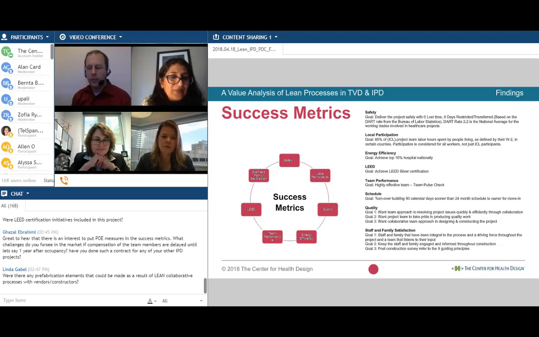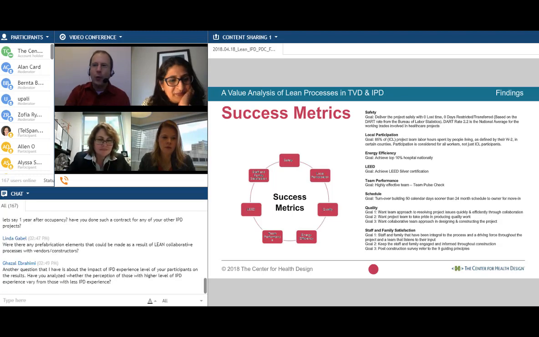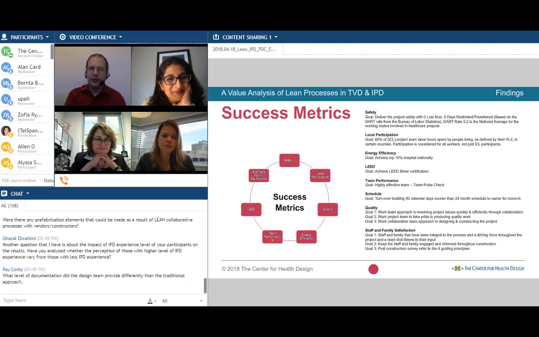Fantastic. Going back a step, one of our listeners wrote, it's great to hear that there's an interest in putting POE measures into the success metrics, if I could speak. What challenges do you foresee in the market if compensation of the team members are delayed until, let's say, a year after occupancy? Have you done such contracts for any of your other IPD projects?